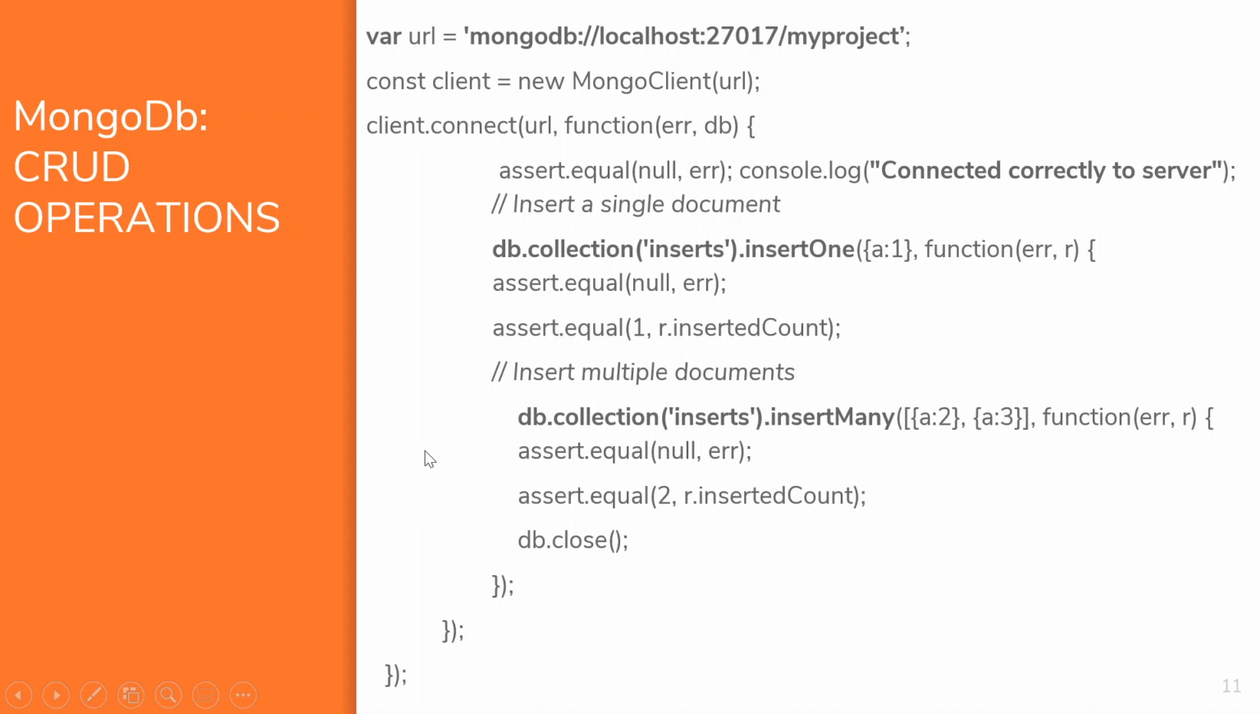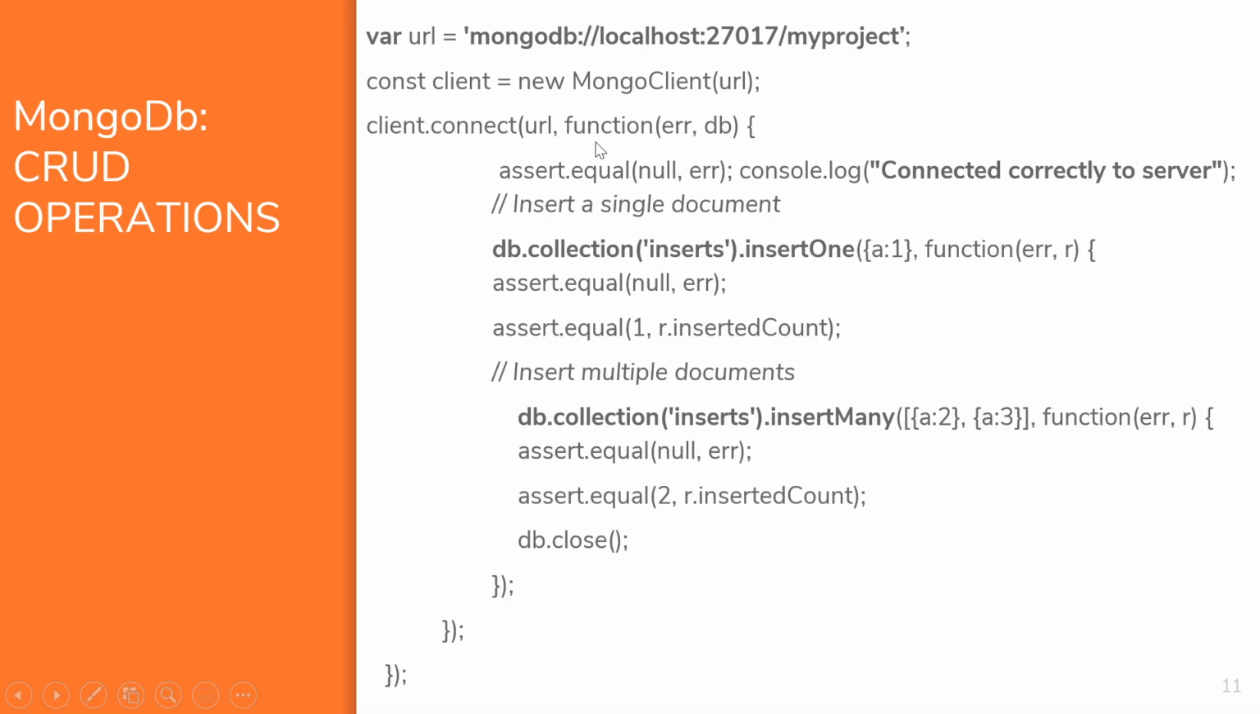And next let's go to CRUD operations. To perform CRUD operations, it is the same, like nothing has changed. The URI, the URL that you're copying from your Atlas, and then you're creating a client using the Mongo client from the module that you have imported, and then client dot connect.